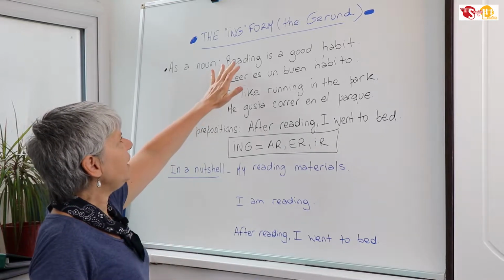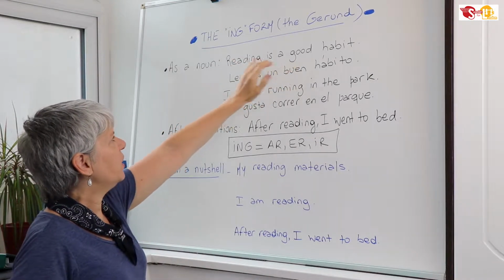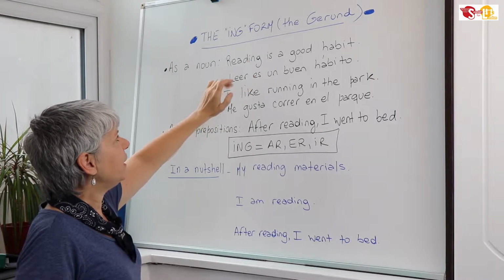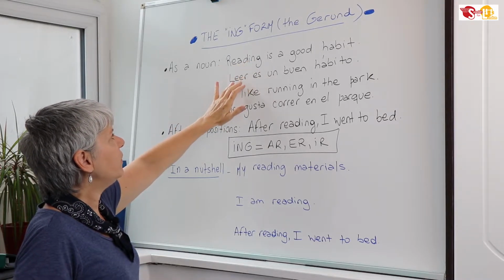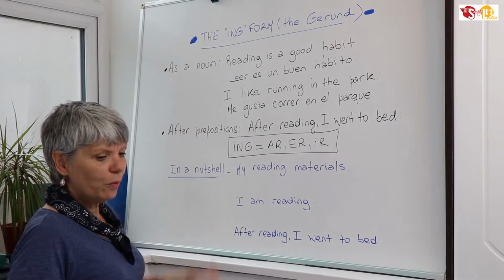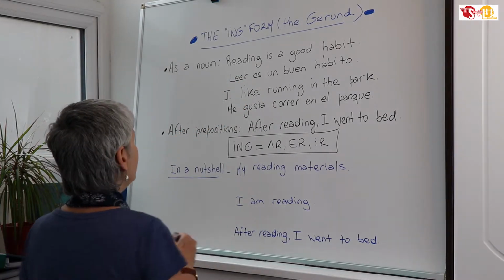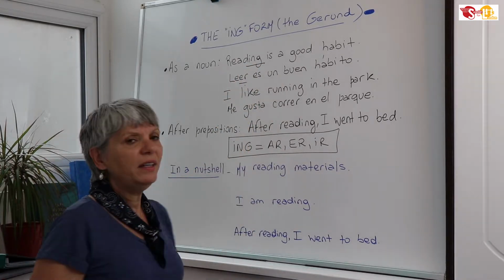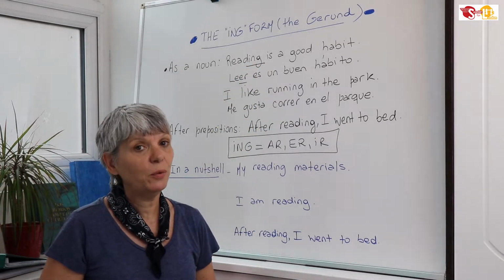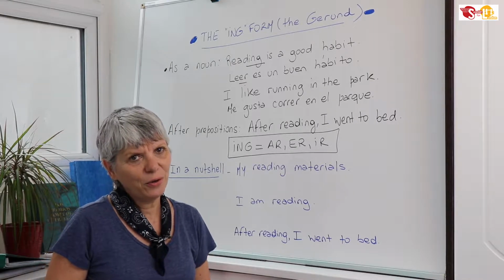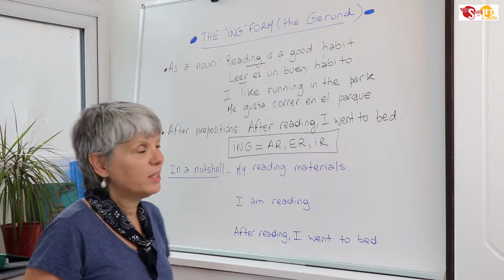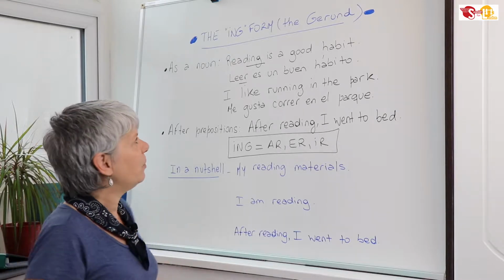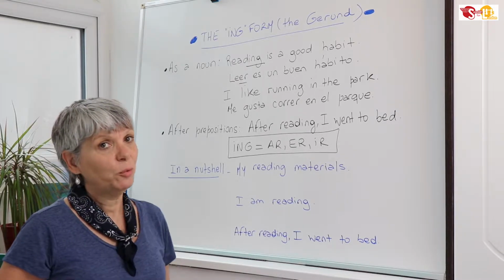When we say reading is a good habit, reading here is working as a noun. But in Spanish, to say this, I have to say leer es un buen hábito. So as you can see, here the ing is translated with the infinitive form ending with r, er, or ir, according to the verb that you are using. So you cannot say leyendo here. You have to say leer es un buen hábito.